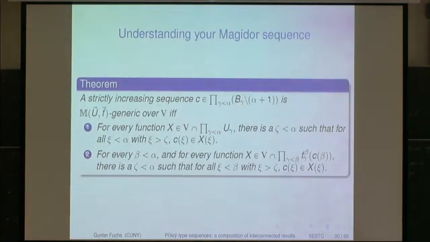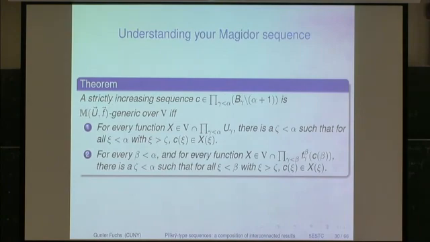Okay, and so this is a theorem. I think Moti said he knew it and some other people knew it too. I couldn't find it anywhere, so I sat down and just proved it. Basically, it's a characterization of Magidor sequences: how do I recognize a Magidor sequence? A strictly increasing sequence C, so that C of gamma is always in B sub gamma. It has to be greater than alpha always, right?